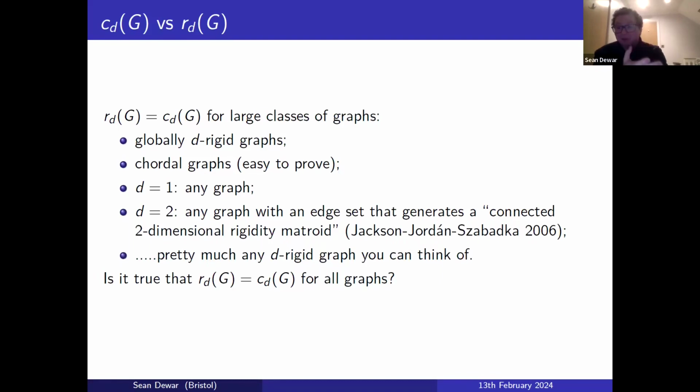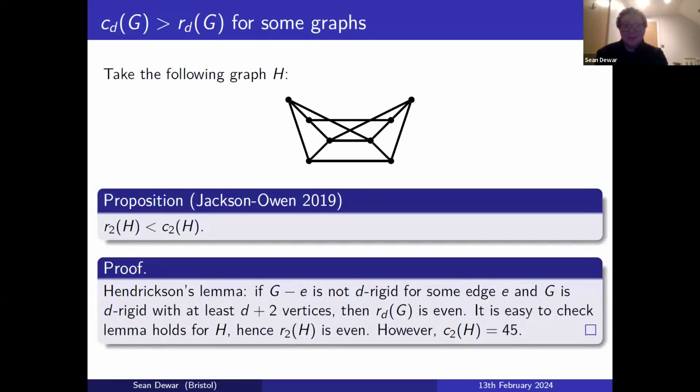But is it actually true? Is it true that the real realization number is always equal to the complex realization number? And the answer is actually no. So it's not true. So we're going to take this graph above, which is a bit of a weird graph. And it was proven by Bill Jackson and John Owen only a few years ago that this one has strictly less real realizations than complex realizations.